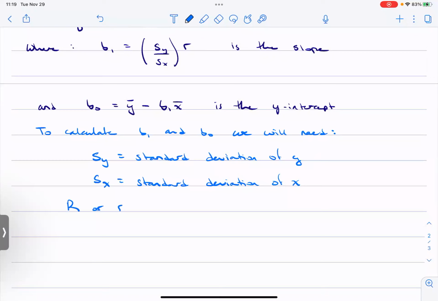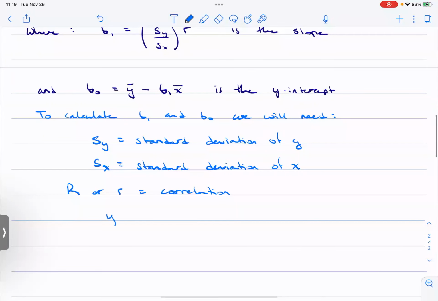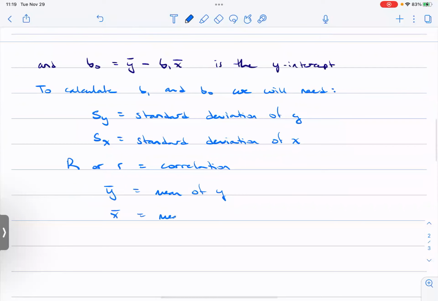Big R, little r, they mean the same thing. They're both the correlation. We need y bar, which is the mean of y, and x bar, which is the mean of x.